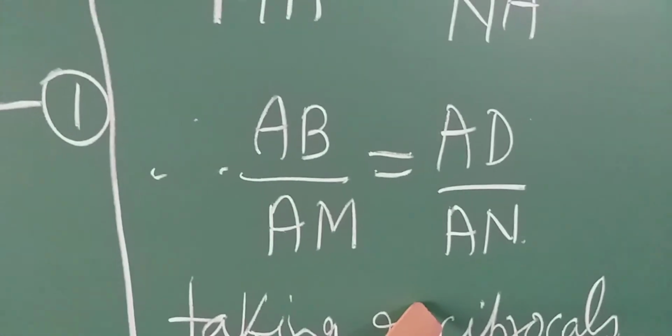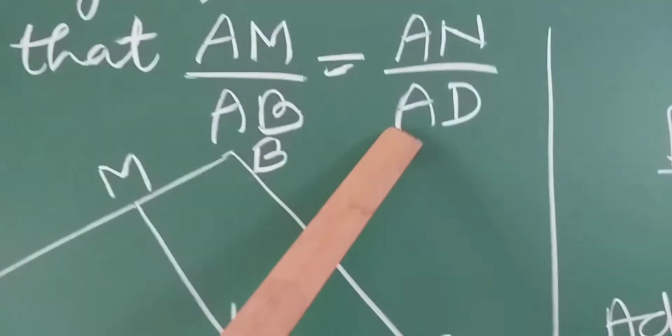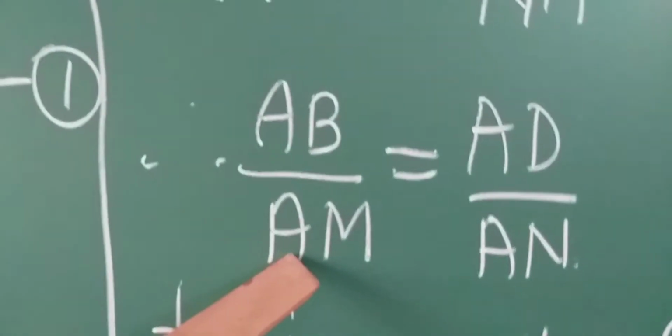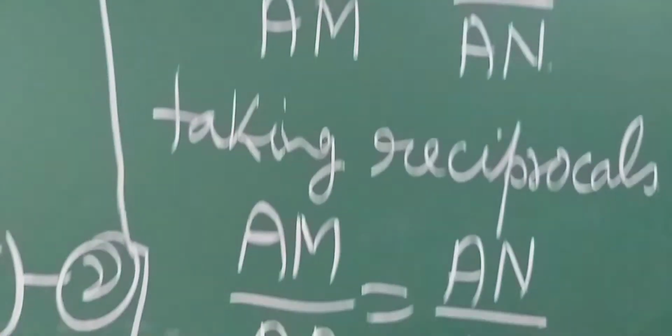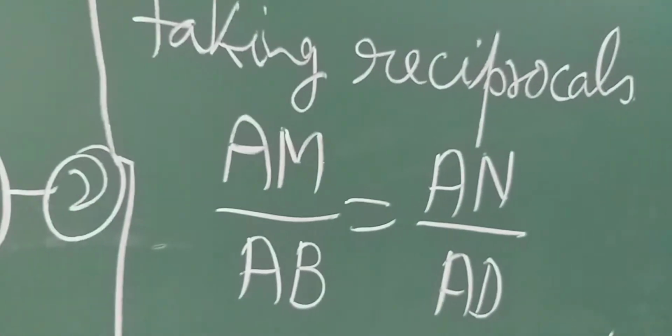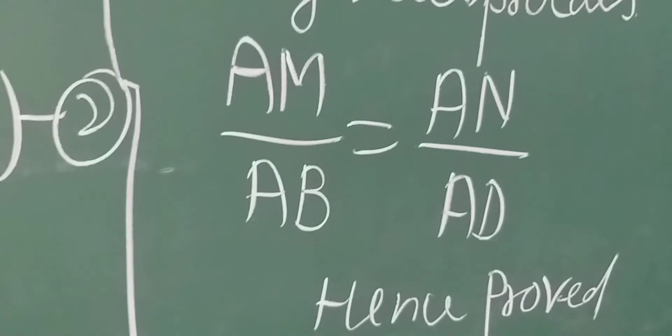Correct, students? Now, students, we have to prove AM upon AB equals AN upon AD. So we have to write its reciprocal, student. So its reciprocal equals AM upon AB equals AN upon AD. Hence, proved, student. Okay.